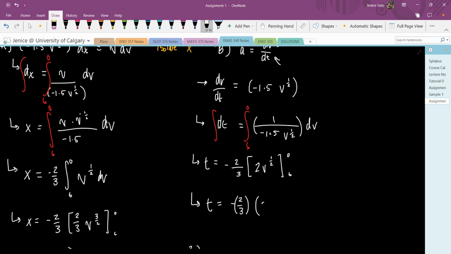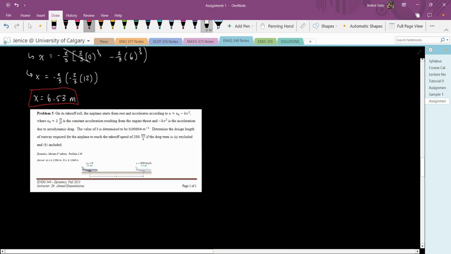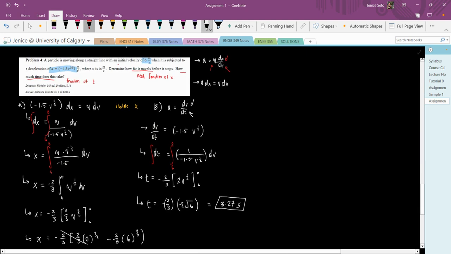And this is going to give us negative 2 root 6, which is equal to 3.27 seconds as our final answer for our second part. All right, so that is part 4.